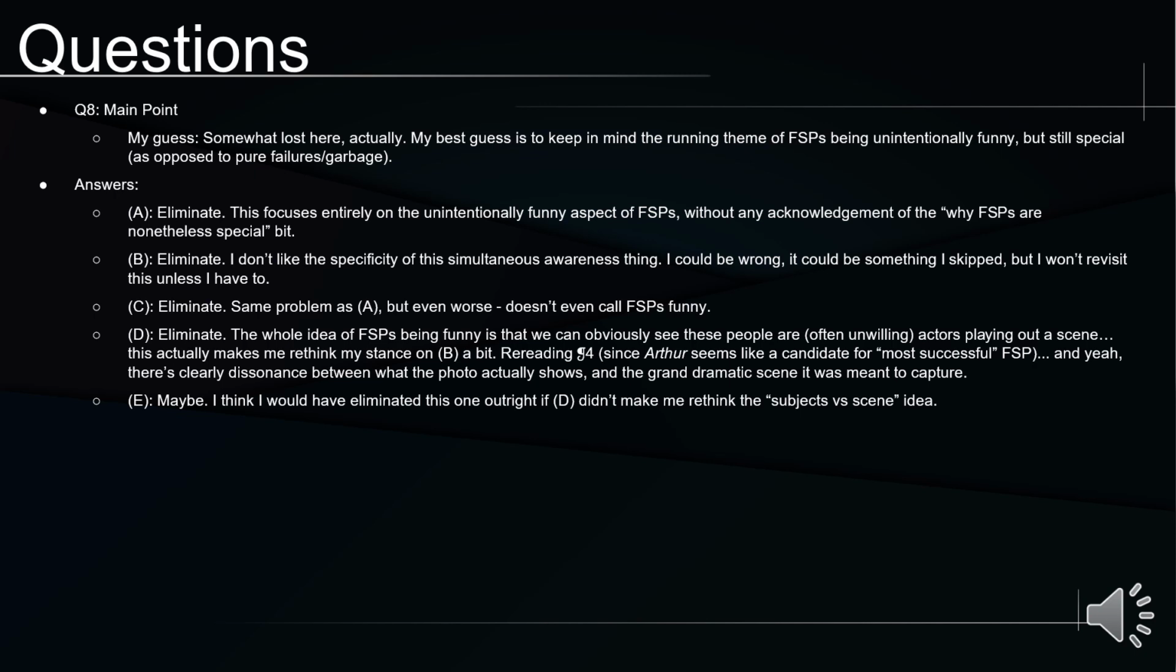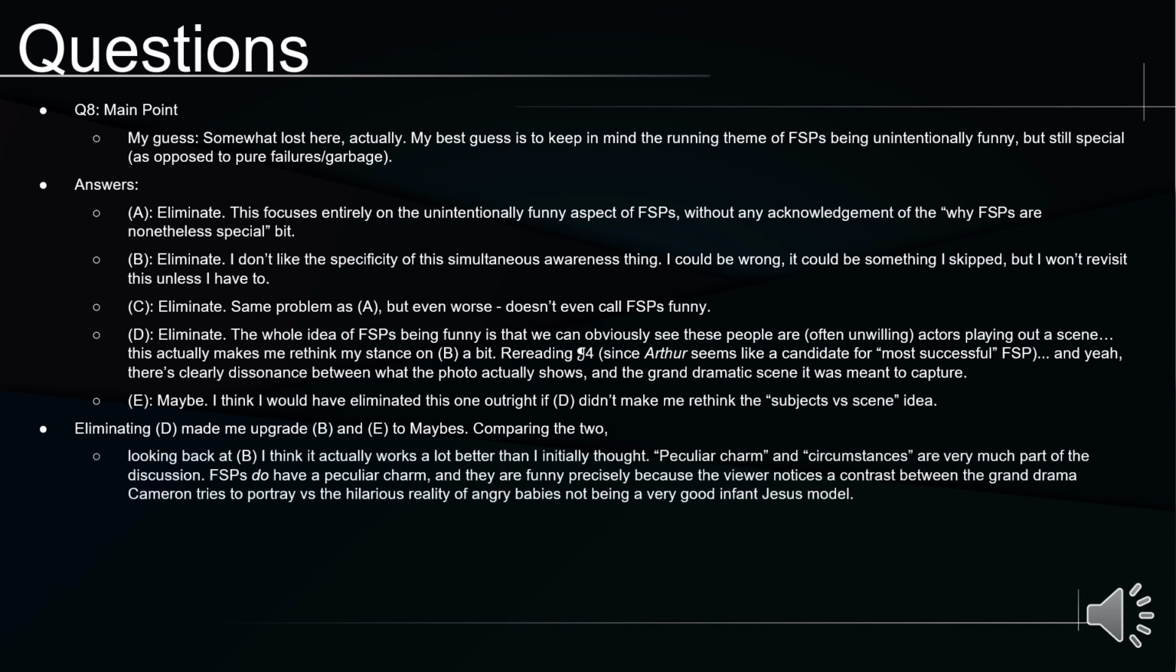So E is a maybe because, the whole subject versus scene idea, there is a sort of dichotomy between those two things. So again, like I've been saying, eliminating D, that process of rereading and checking what the deal was with the passage of Arthur, that made me upgrade both B and E to maybes that I need to revisit. So comparing the two, looking back at B, I think it actually works a lot better than I initially thought. A peculiar charm and circumstances are very much part of the discussion that our author is having.